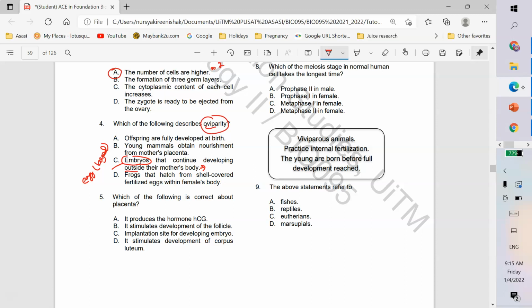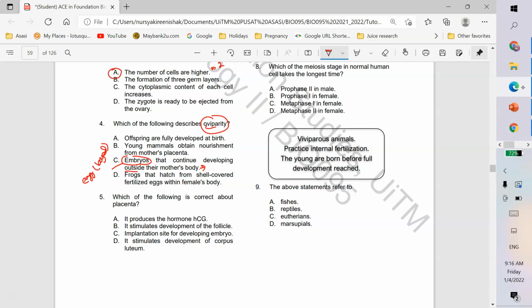Kalau ovoviviparity, eggs that are retained in the mother's body. So once the embryo is fully developed, the embryo in the eggs inside of the mother's body will hatch. So anak yang hatch dalam badan mak dia tu akan keluar like a normal birth. That is ovoviviparity. So make sure you know how to spell these terms correctly. If you spell the term incorrectly, your answer will be wrong.